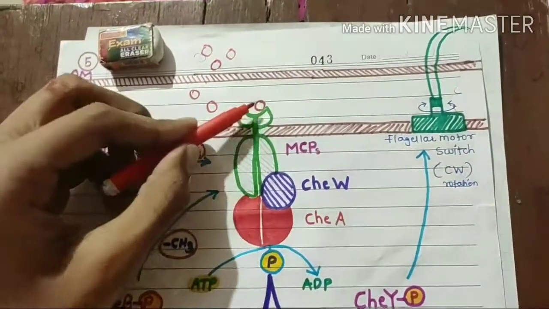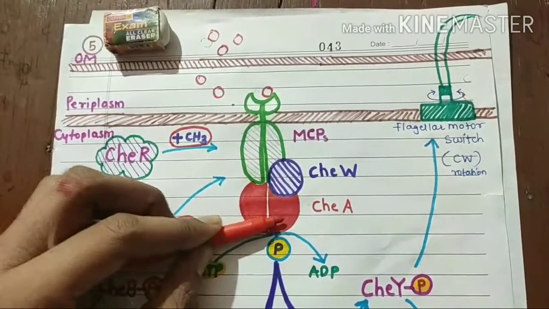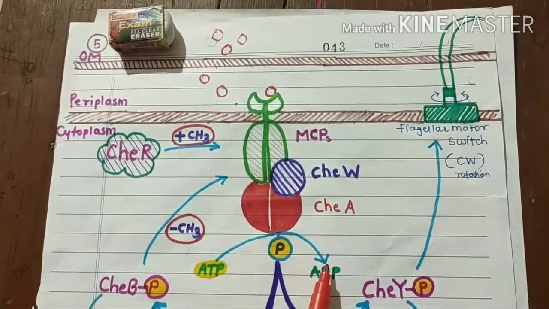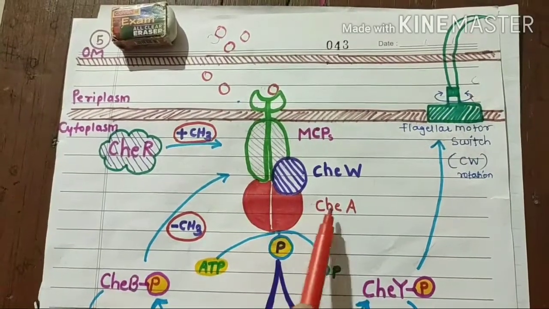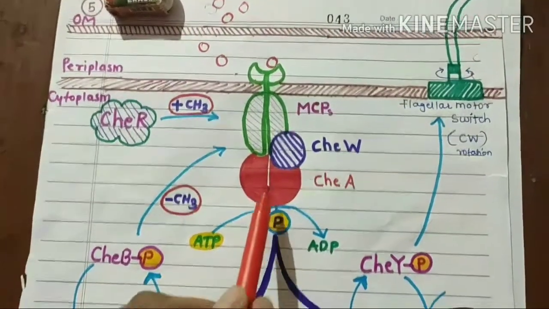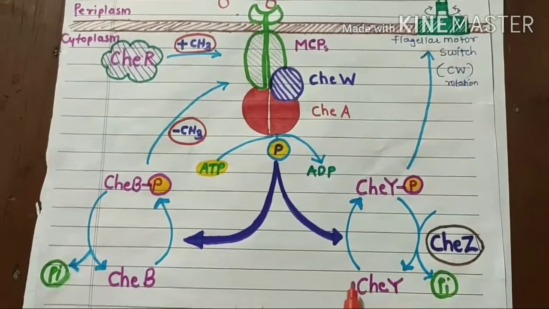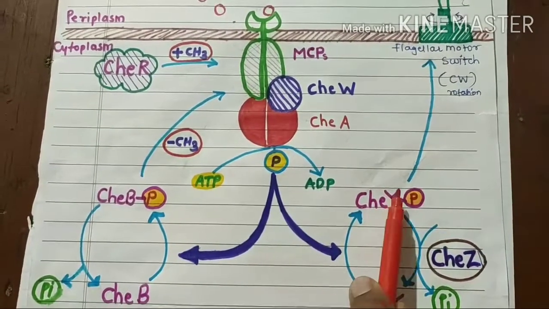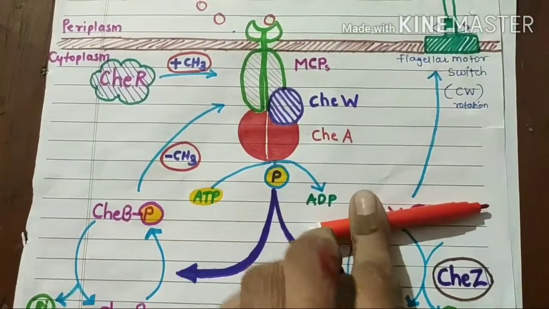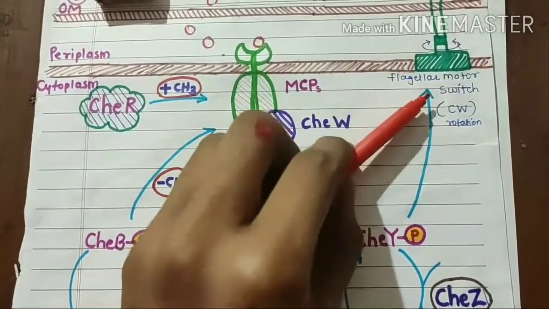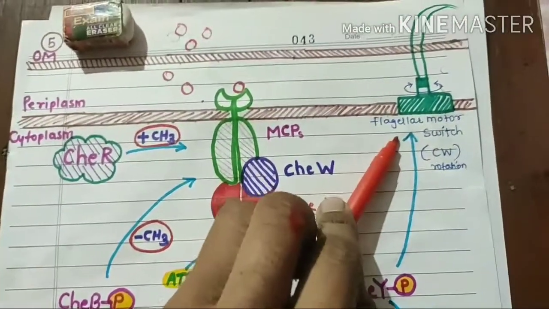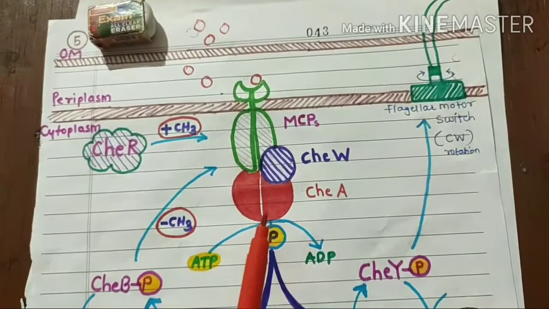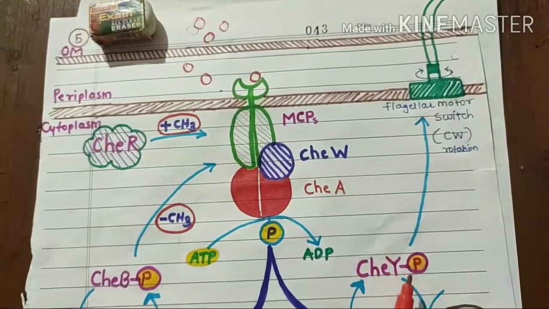Okay, so when it binds, this CheA protein is no longer active, it becomes inactive, so it cannot autophosphorylate itself, correct? So there will be no CheAP protein formation, and when it is inactive, it cannot activate or phosphorylate this CheB and CheY protein. So there will be no formation of this CheYP, and if it is not forming CheYP, then there will be no reversal of the flagellar motor switch. So hence when there is attractant, the histidine kinase is inactive, and hence CheYP is not formed.